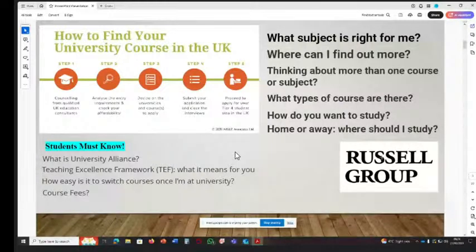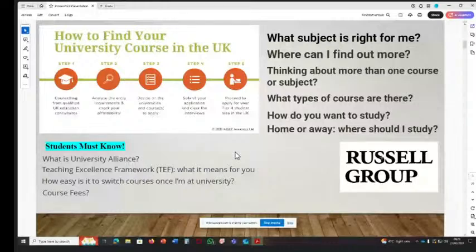and you can select your university accordingly. How easy is it to switch courses once I'm at the university? That's also a problematic thing. Suppose I joined physics honors in some course, and after 6 months I realized physics is not my subject, I think I'm very happy with chemistry again. Can I go back to chemistry? This is possible, by the way. But how easily you can shift from one course to another, that you can think about. This is very rare, but still there is an option.